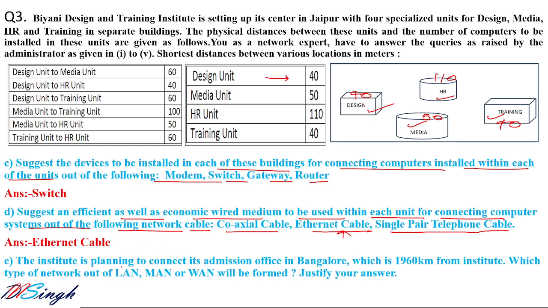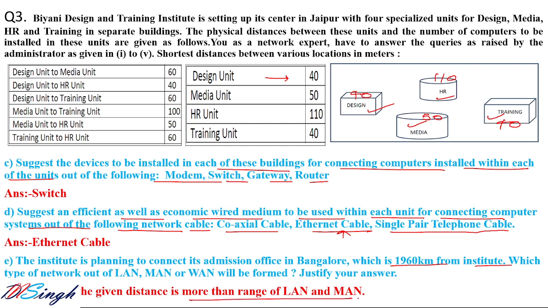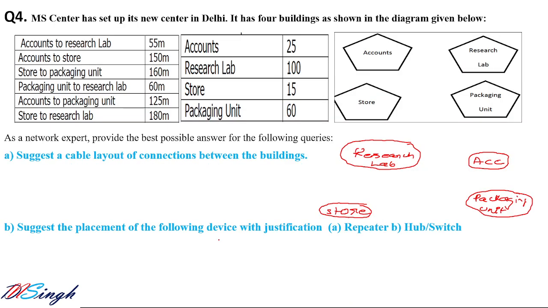The Institute of Planning is trying to connect an admission office at Bangalore, which is 1960 kilometers from the institute. Which network will it form? I already explained in a previous question. It is going to form a WAN, as the range is out of the criteria of LAN and MAN. Let us move to the next question.